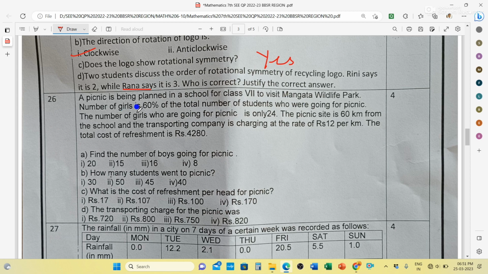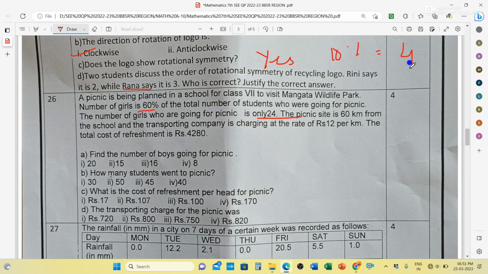Okay, next, a picnic is being planned in a school for class 7th to visit Mangata Wildlife Park. The number of girls is 60% of the total number of students who are going for the picnic. The number of girls who are going for the picnic is only 24. So 60% is equal to 24. So 10% will be equal to 4.